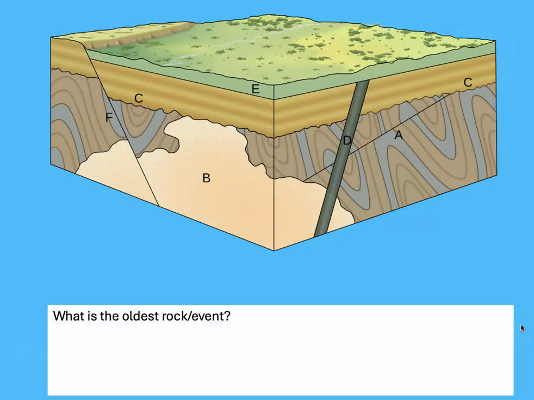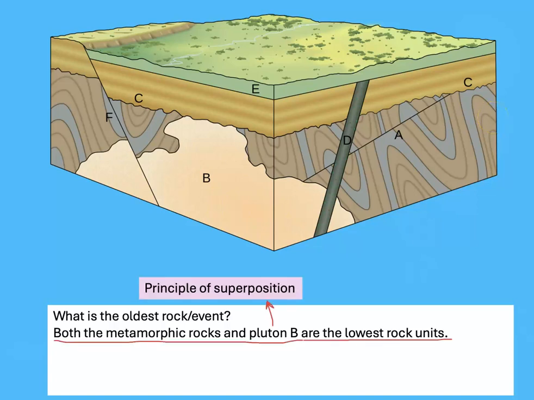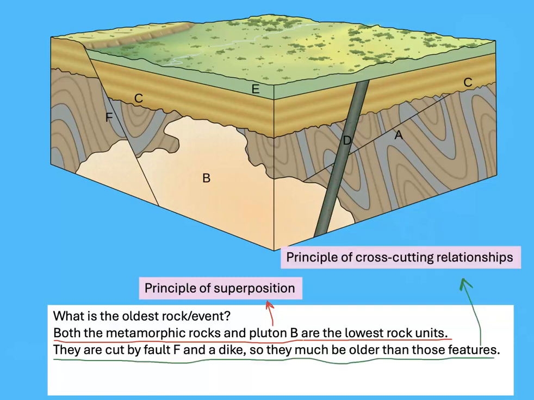What do you think are the oldest rocks or events in this picture? Notice that the metamorphic rocks, which are this folded pattern, and unit B, which is a pluton, are the lowest units in this diagram. So from the principle of superposition, it's quite likely that these are the oldest units. There are some other things down here as well, though. There are some faults and a dike. But notice that the fault, F, and the dike both cut through these 2 rock units. So the rock units must be older than the fault and the dike. That is the principle of cross-cutting relationships.